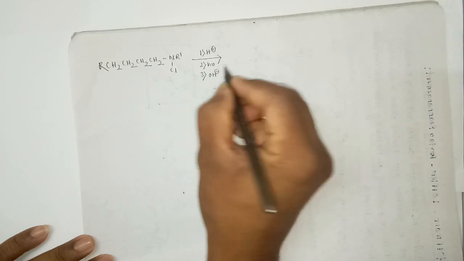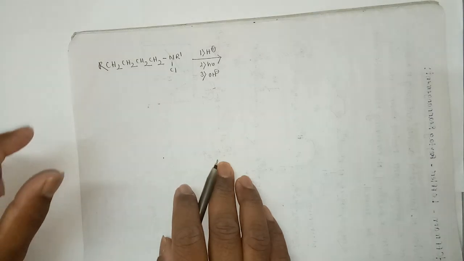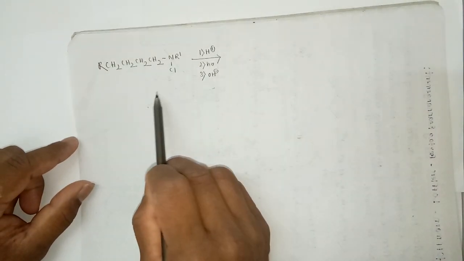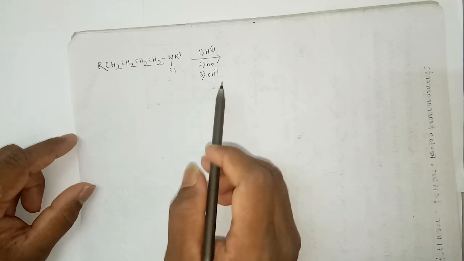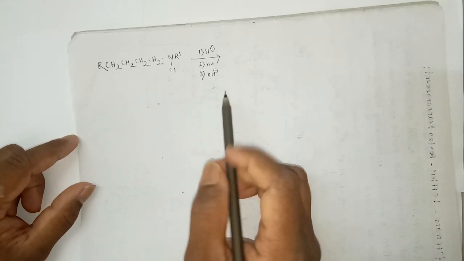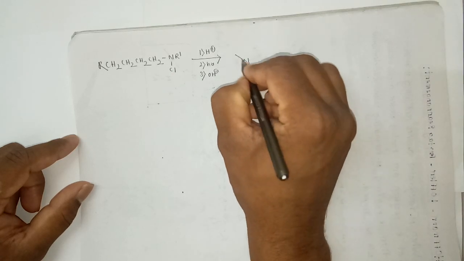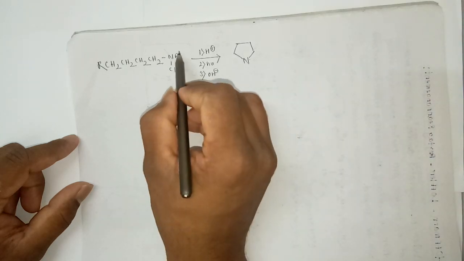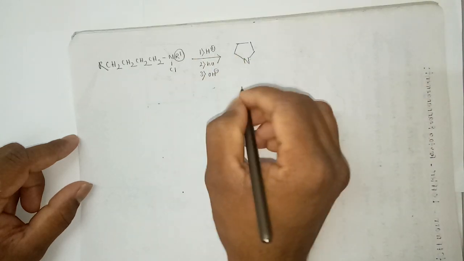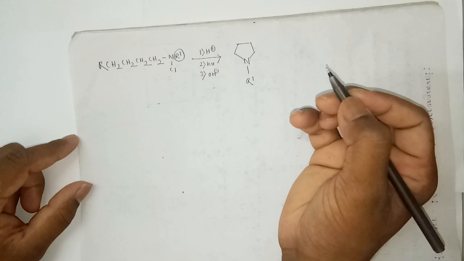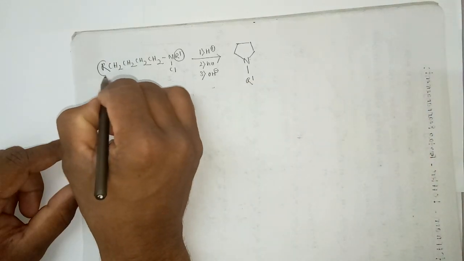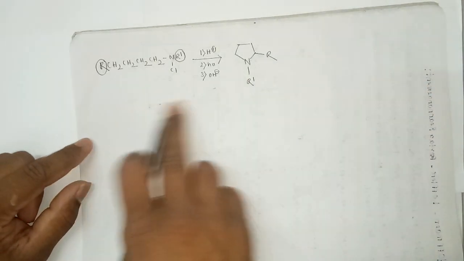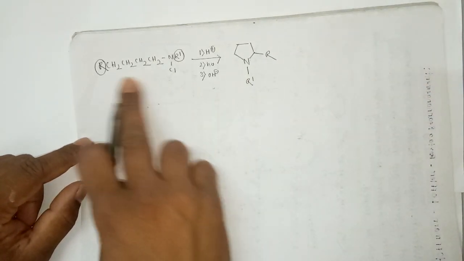Okay, so we know that this is a Hofmann-Löffler rearrangement reaction. In this rearrangement reaction we get a nitrogen containing 5 membered ring. Then nitrogen has an R group, and in the 5th position there is R, so this is the final product for this reaction.